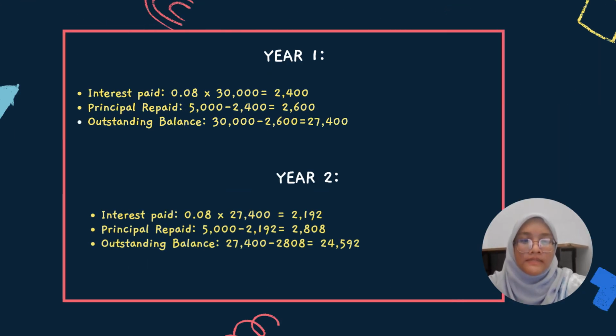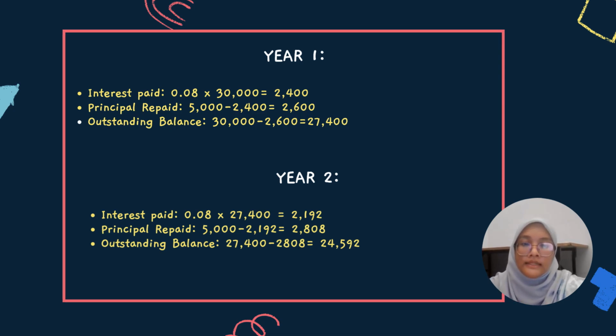For year 1, the beginning balance is 30,000 ringgit. The interest accrued is 8% of this amount, which equals 2,400 ringgit. Since the business makes a payment of 5,000 ringgit, we subtract the interest to find that 2,600 ringgit goes toward paying off the principal. This leaves an outstanding balance of 27,400 ringgit heading into year 2.